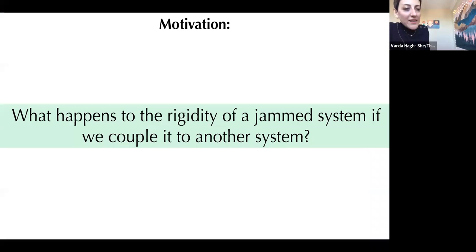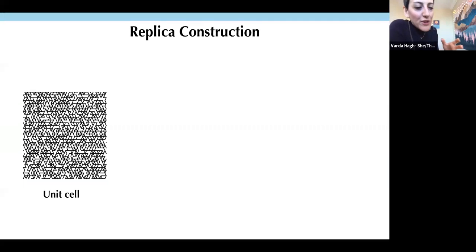Okay, now the question is, what happens to the rigidity of a jammed system if we couple it to another system? We have seen all these amazing talks where people get some rigid motif and connect it to others and tile the space with it. And here my question is basically the same, but with a jammed system. Let's just start with coupling this jammed system to one more other system. This can of course be done in many, many ways. You can just get 2 random jammed packings and put them together and then minimize the energy and you would get a new jammed packing, right?